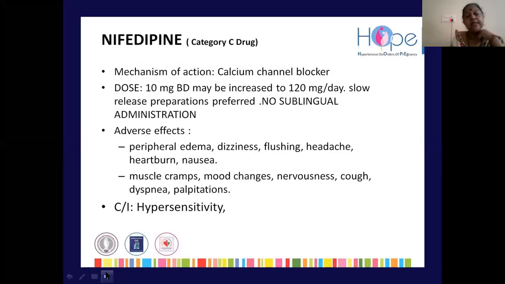Nifedipine is a calcium channel blocker, and the 10 milligram dose can be increased up to 120 milligram per day. There are slow release preparations also, we know that retard. Here again we cannot give the sublingual dosages. Sublingual we should not give.